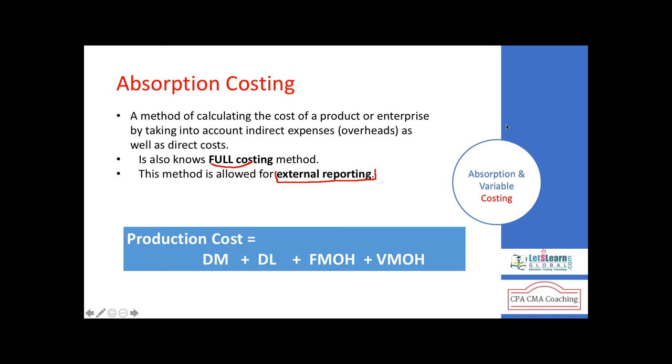Absorption costing. Absorption costing is also known as what? Full costing method. Yeah, full costing method. And this is the only method allowed for external reporting. In other words, the variable costing method is not allowed for external reporting. Okay. What do we understand here? For external reporting, we should use only absorption costing. So you are presenting your financial statements, giving your cost information, you are allowed to use only absorption costing, whereas variable costing method is not allowed.